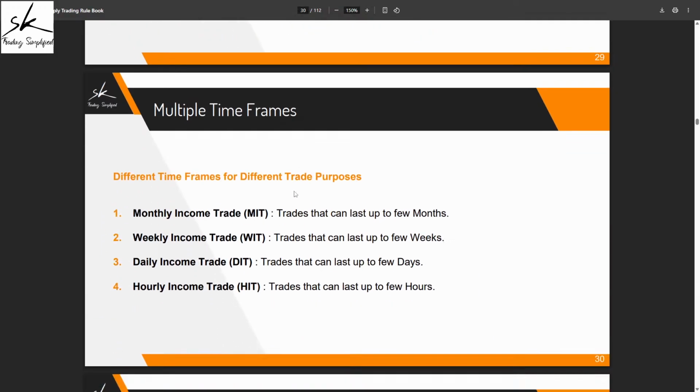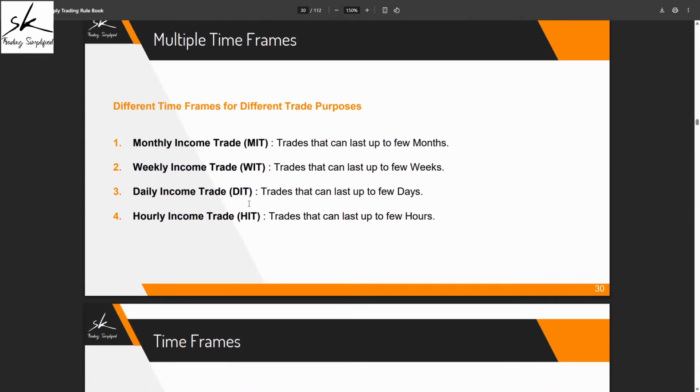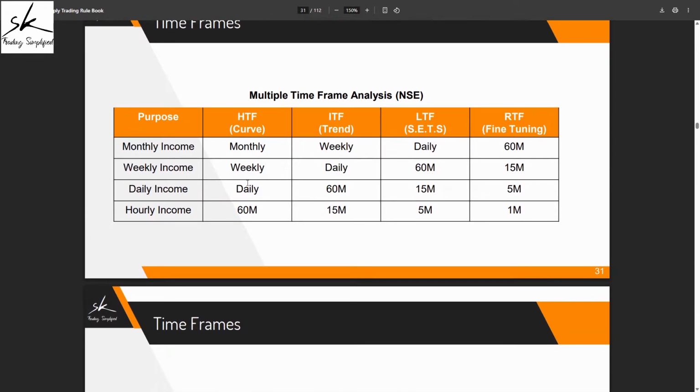Next, what are the 4 different trade purposes? We have already talked about it. What is HIT, DIT, WIT, and MIT? So now the question comes that for every purpose of trade, what will be my 4 different time frames? And we get the answer from this table. Like in this example, I opted, I want to plan monthly income trades. So as a monthly income trader, my time frames will be monthly, weekly, daily, and 60.